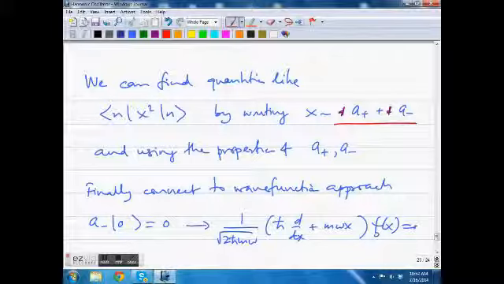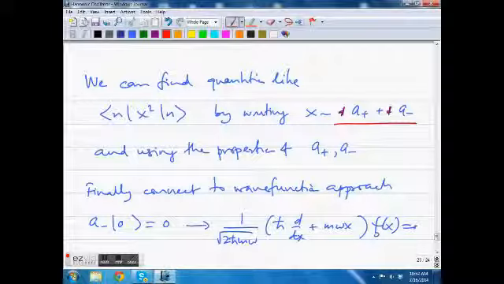Now the expectation value of a plus squared is going to be 0, because you'll start with an eigenstate n, act on it twice with a plus, and you'll end up with something that's proportional to the eigenstate n plus 2, but that's going to have 0 overlap with the eigenstate n. Likewise with a minus squared.